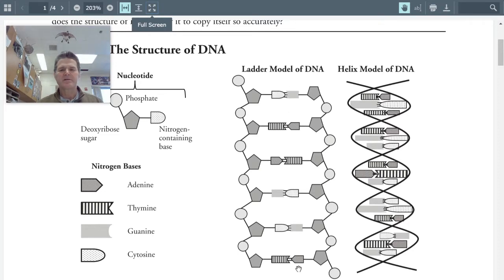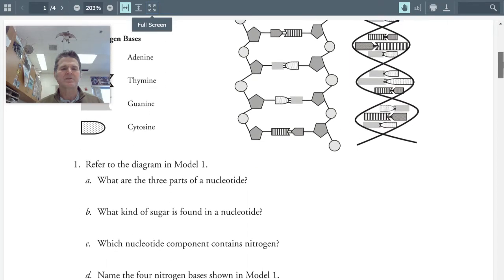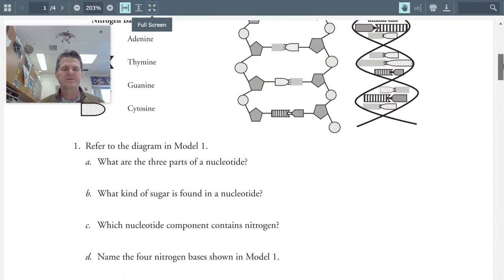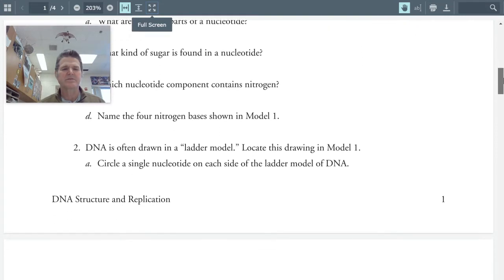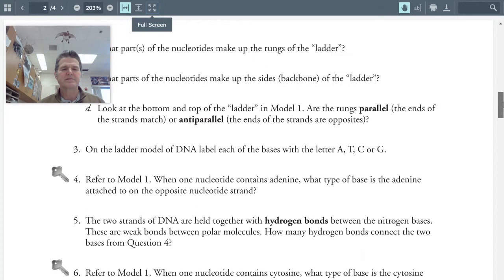And here's the ladder model of DNA, and this is the model that we've been using this week. We could put a twist in it to show that it's the helix model, and this is more closely representing what DNA looks like, but for our simplicity, we're going to look at it this way. All right. So we just got a series of questions that you answer using the information up above. Very easy.